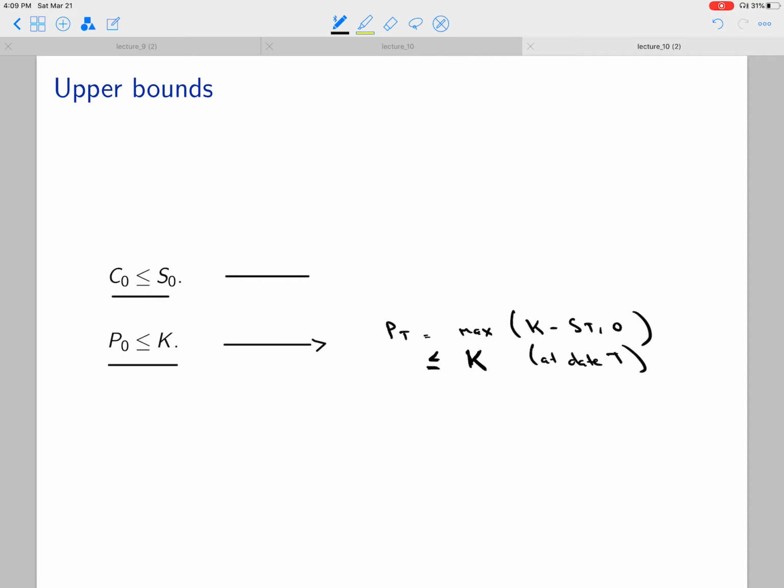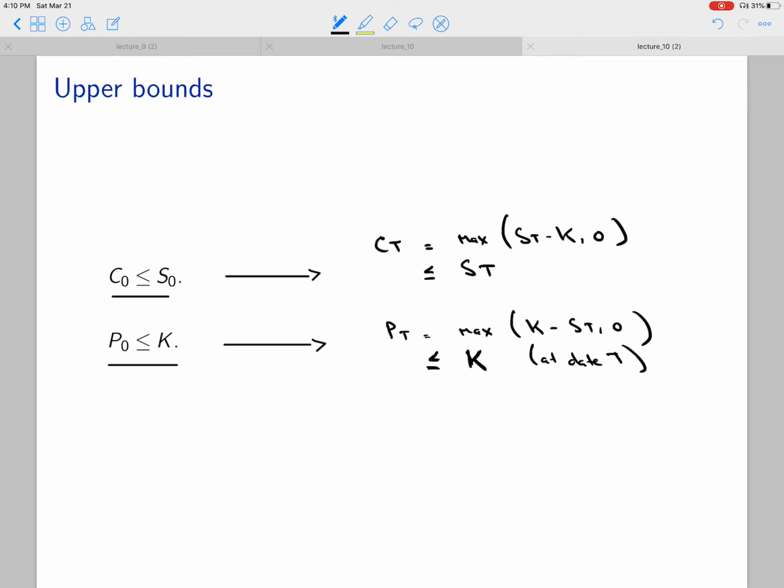For the call, we have a similar argument. So the call payoff at date capital T is the maximum of ST minus K and 0. The best case scenario is when the strike is 0, which means that the call has exactly the same payoff as the stock. So the best the call has is the payoff of the stock. So the call should always cost less than or equal to the stock. It's inferior to the stock in the sense of the payoff, so it must always cost less.